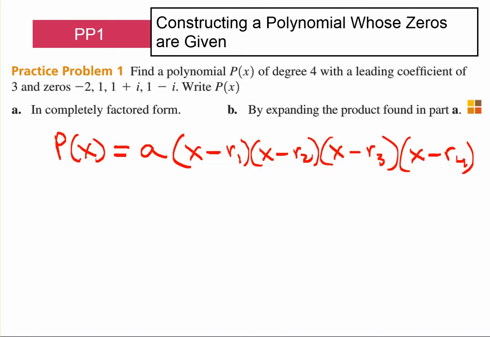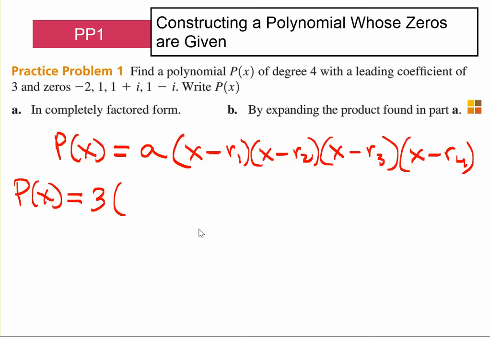Okay, let's fill in everything we know. So, p of x is equal to, what's my leading term? Or leading coefficient, I should say, sorry. It's a 3 right here. We got that taken care of.